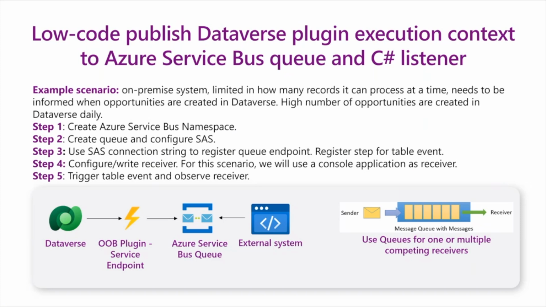We will then register the queue as a Dataverse service endpoint and add a step for the execution context to be sent as a message to this queue each time an opportunity is created. Then we will configure our receiver, a console application. And finally, in step 5, test the process by creating opportunities, observe these in the queue, and observe the receiver executing a simple logic of outputting some opportunity attribute values.